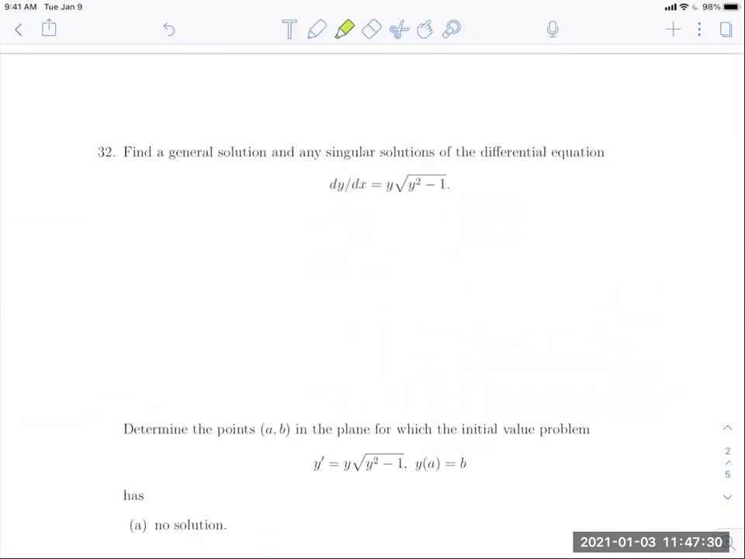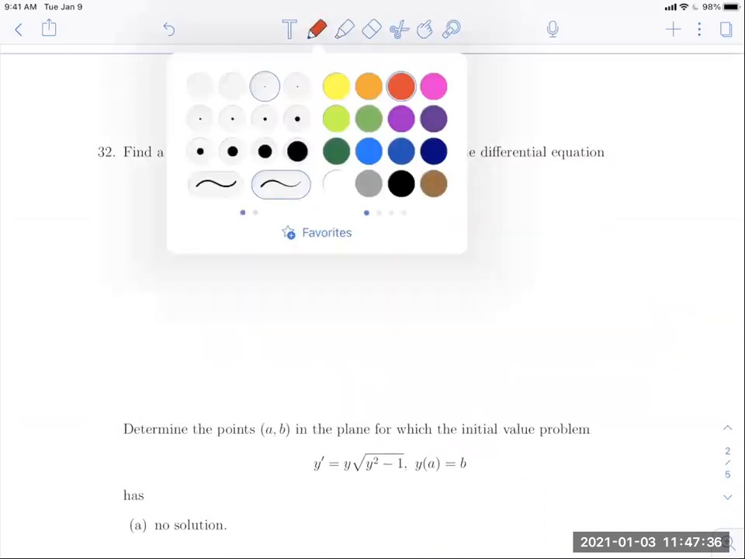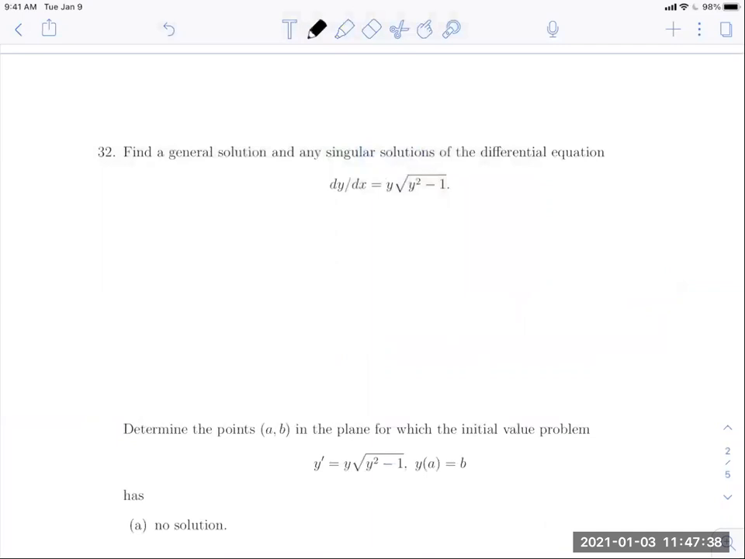Number 32: find a general solution and any singular solutions of the differential equation. Okay, so first of all, this is a separable DE. So let's go ahead and separate. On the left, I will put all of my y variables. On the right, I only have the dx differential.